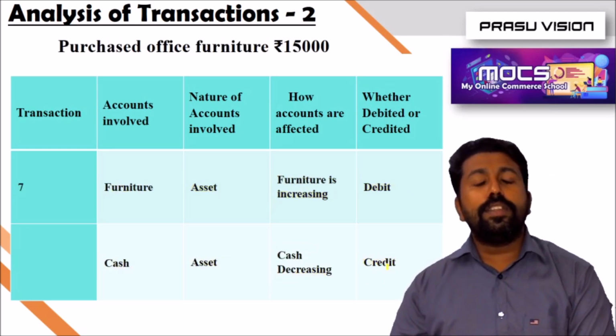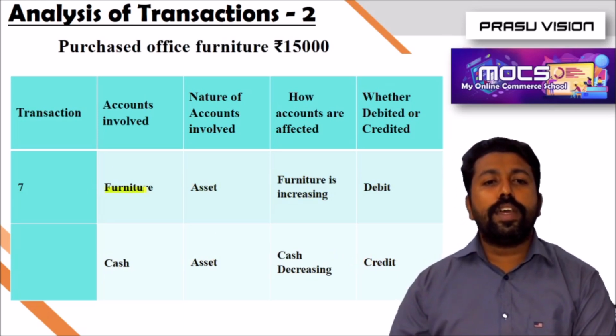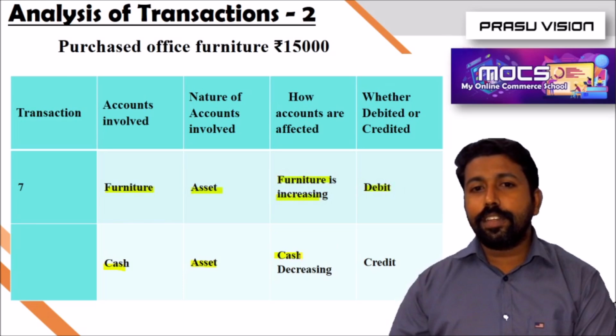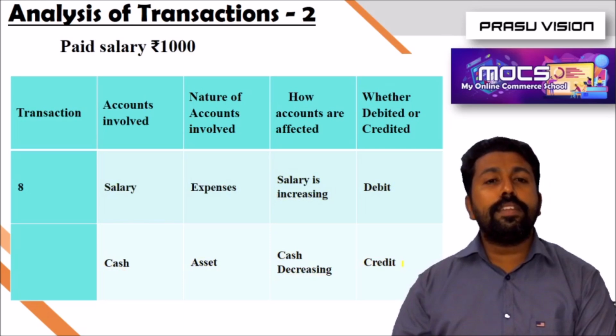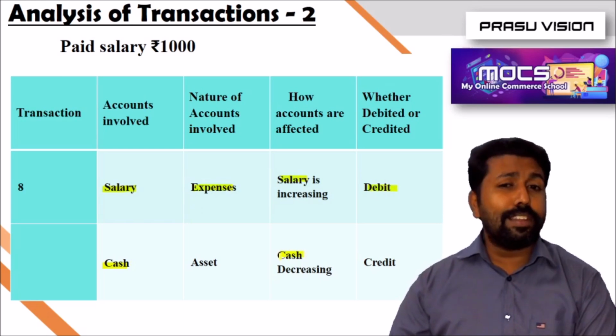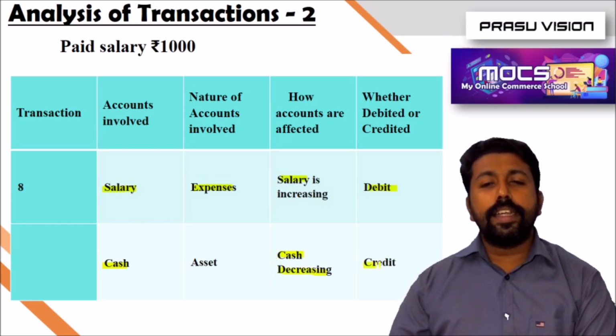And the next one is what? Purchased office furniture. So the first one is furniture, or we can say office furniture, and the next one is cash. Both are asset. So one is increasing, furniture is increasing, debited, and cash is decreasing in the organization, so that is credited. Remember that. And the next one is paid salary 1,000. Salary is one aspect, cash is another aspect. Salary is an expense, it is increasing, debited. Cash is another aspect. Whenever the expense is paid by the organization, cash will decrease, credited.